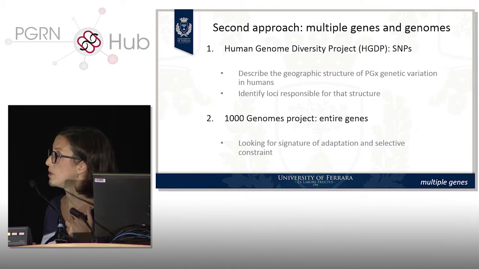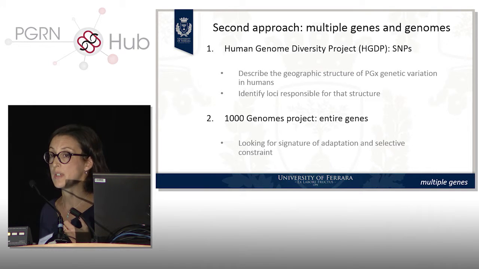and here I'm going to show you two different approaches again, but both on multiple genes. In the first case, I'm going to talk about SNPs, and in the second case, we will see something on the sequencing of entire genes. We have seen that the signal might be very different. Why? Because here we have a certain bias, of course.